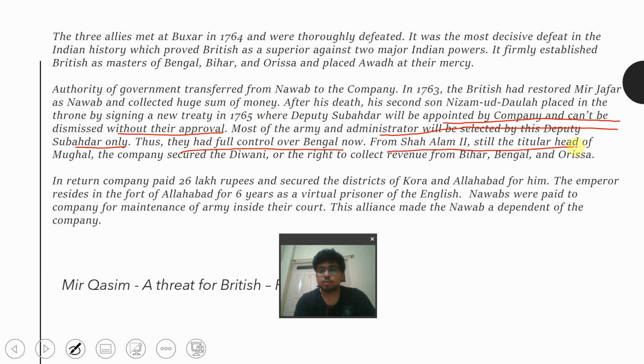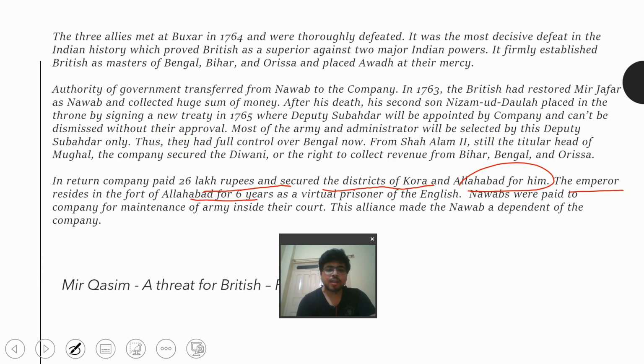From Shah Alam, still the titular head of the Mughals, the company secured the Diwani, or the right to collect revenue from Bihar, Bengal, and Odisha. In return, the company paid 26 lakh rupees and secured the districts of Kora and Allahabad for him, for the central Mughal authority. The emperor resided in the fort of Allahabad for 6 years as a prisoner only. The Nawabs paid the company for the maintenance of the army inside the court.